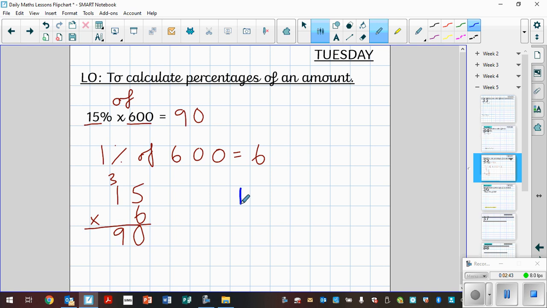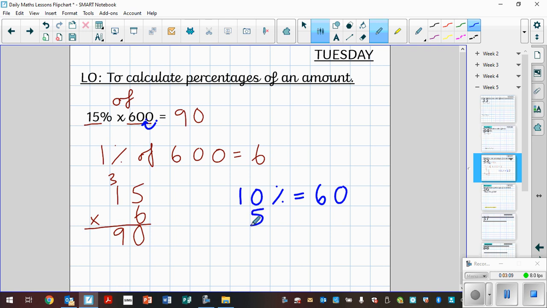So let's have a look at what 10% is. Well, how do we get 10% of 600? We divide 600 by 10. What is 600 divided by 10? Well, we know that if we put our decimal point after the ones 0 and move it one place to the left, we get 60. So 10% of 600 is 60.